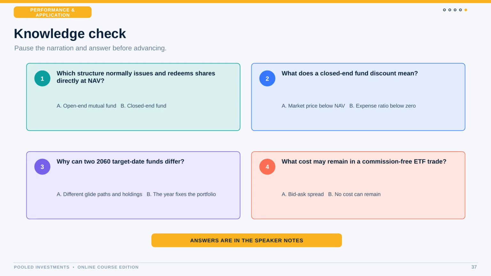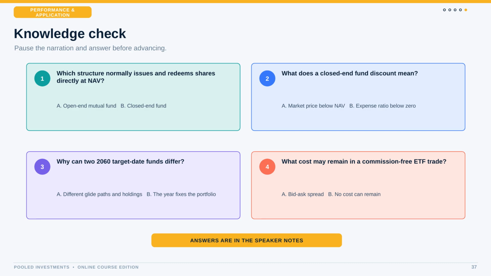Pause here and answer the 4 questions. First, which structure normally creates and redeems investor shares directly at NAV? Second, what does a closed-end fund discount describe? Third, why can 2 target date funds with the same year behave differently? Fourth, which costs may exist in a commission-free ETF trade?